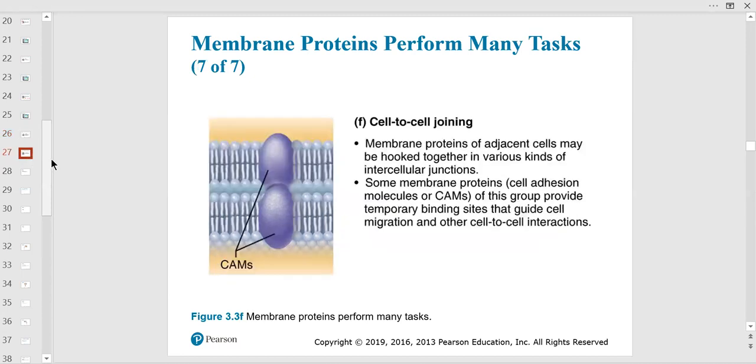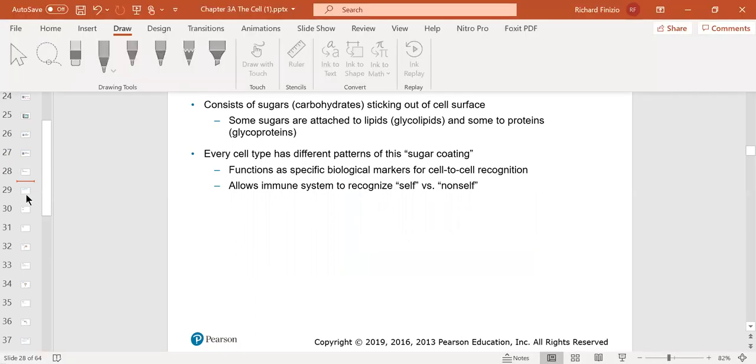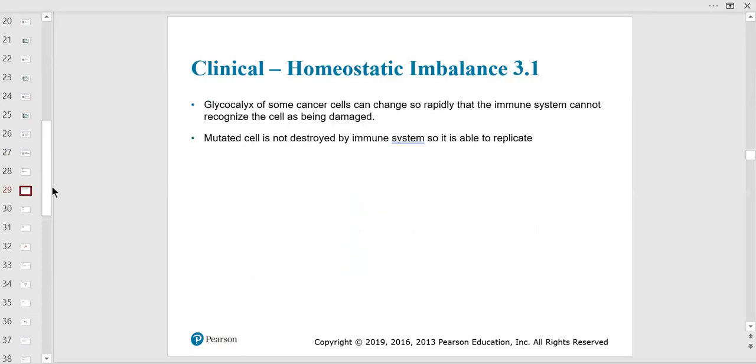Functional, we don't really know. Its function right now is just to build a shape. So again, cell-to-cell joining, we're not going to get too much into that. Okay, glycocalyx, I think we're there. Non-self versus self, that major histocompatibility complex. And that's important.